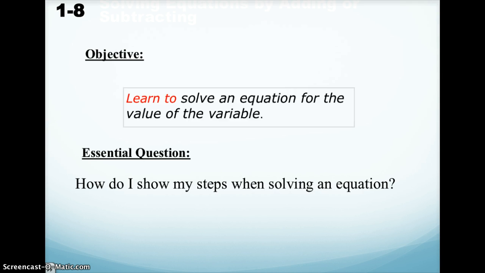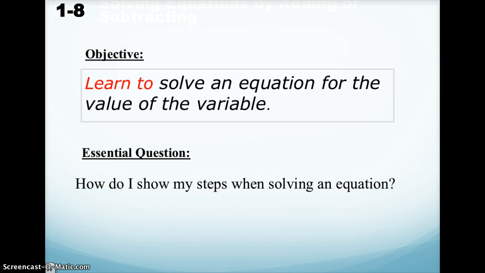Chapter 1, Section 8. Objective: learn to solve an equation for the value of the variable. Essential question: how do I show my steps when solving an equation?